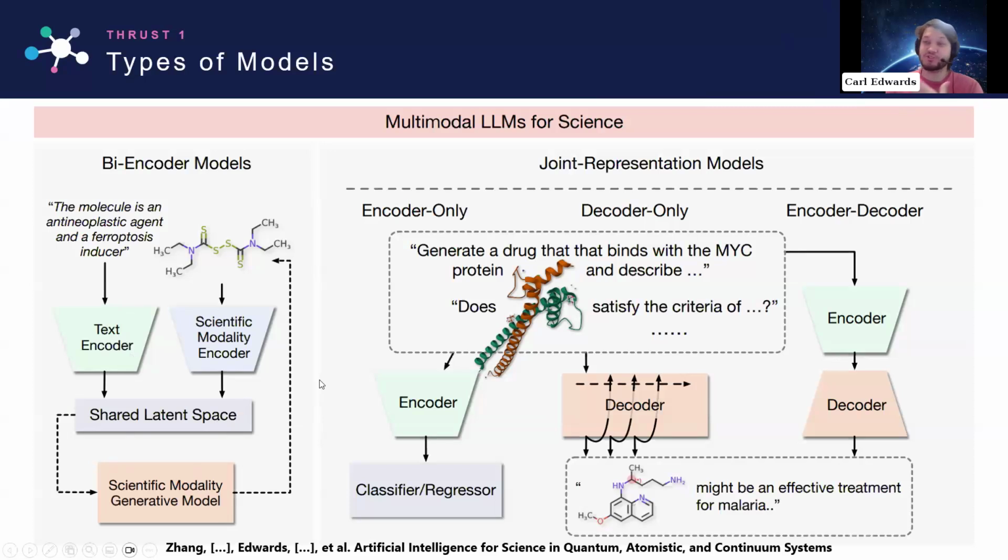Essentially we're trying to align, instead of really understanding interactions between the modalities. On the other hand, we have joint representation models, where we do a much earlier fusion of those two data modalities. This can be useful because it allows a lot more fine-grained interaction. However, it's a lot more difficult to train. With biencoder models, you can use existing single modality models, and you generally need less data because you're doing a much later fusion.